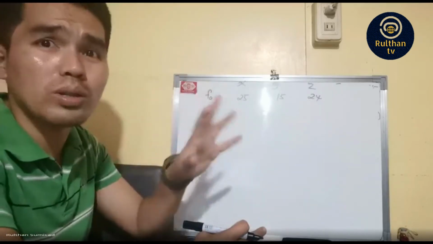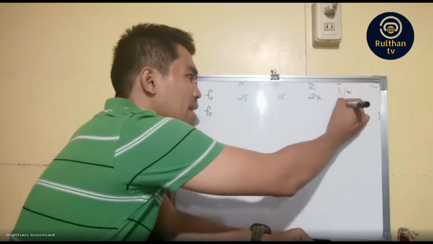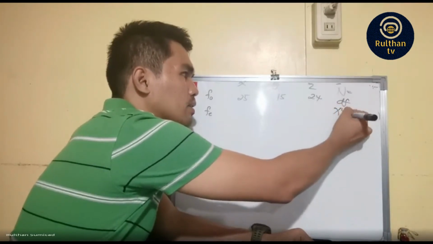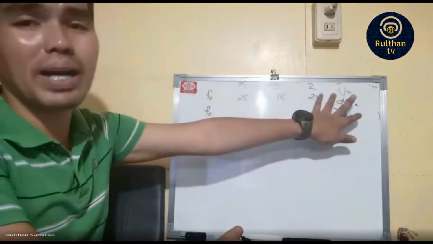We don't know the total. We don't know our n. What is our n here? What is our df? And what is our chi-square critical? Later, this is in preparation in answering question letter D. Now, we don't know our n.